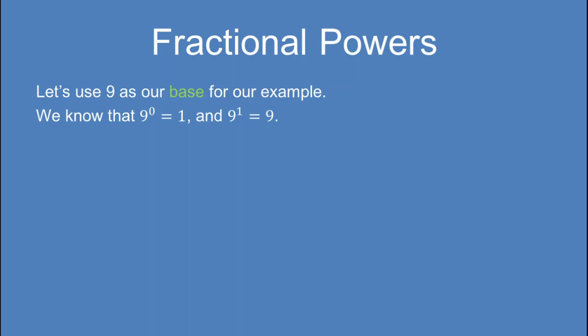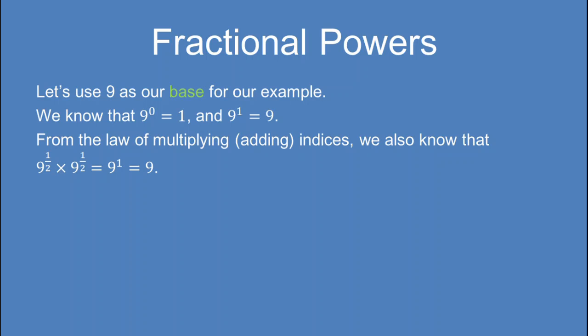Now let's move on to fractional powers. You may want to return to this section a few times as it is a common hard topic. Firstly, let's use 9 as our base. We know that 9 to the power of 0 is 1, and 9 to the power of 1 is 9. From the law of multiplying and adding indices, we also know that 9 to the power of a half, multiplied by 9 to the power of a half is 9 to the power of 1, which is 9. This means 9 to the power of a half is 3 because 3 times 3 is 9.